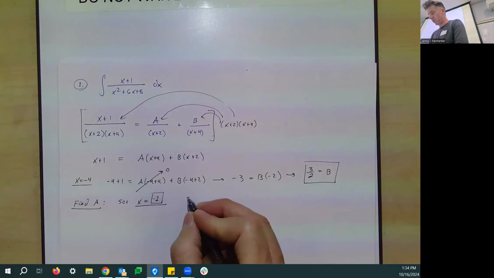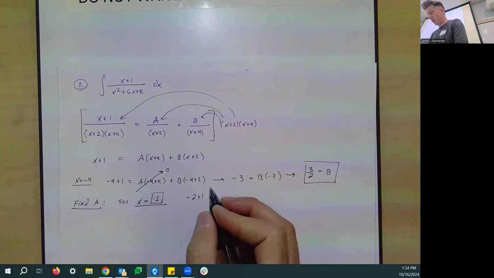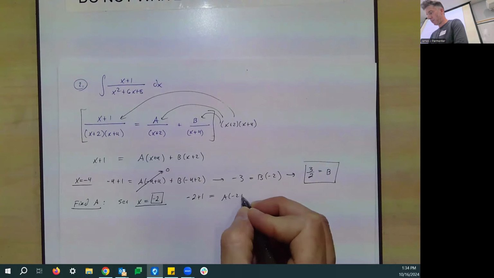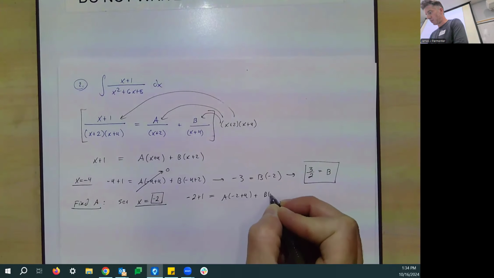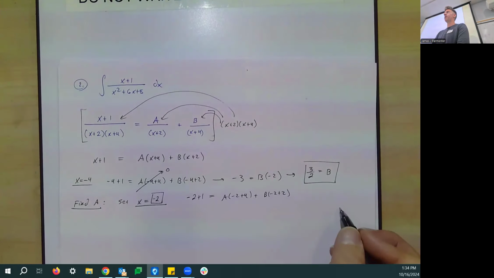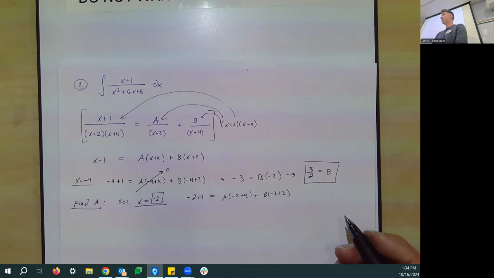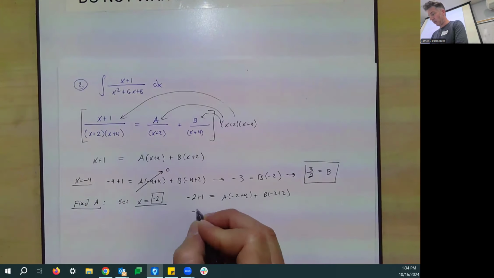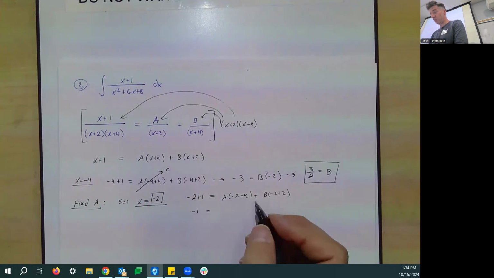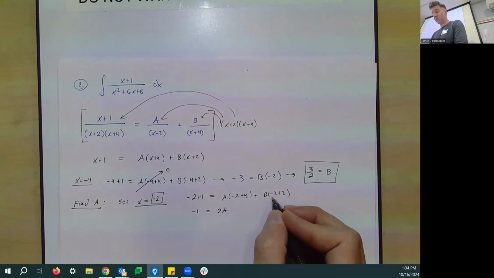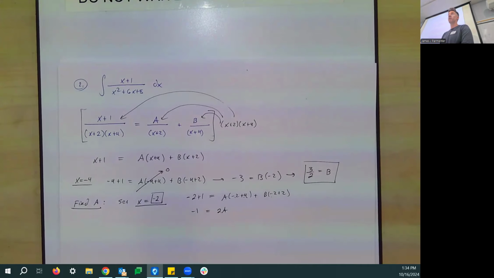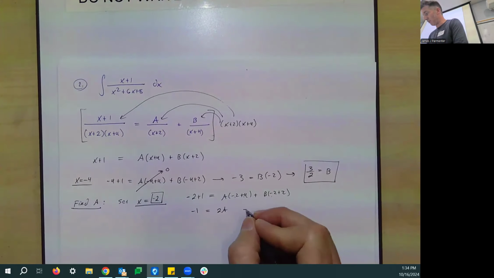on the left side, you get -2 plus 1. On the right side, you get a times -2 plus 4 plus b times -2 plus 2. You really shouldn't write this step. I'm writing way too much work here. You should have just written, I know -2 plus 1 is -1. I know -2 plus 4 is 2, so I get 2a. I know -2 plus 2 is 0, so I'm not even going to write that term. And then I'm going to get a equal to -1/2.